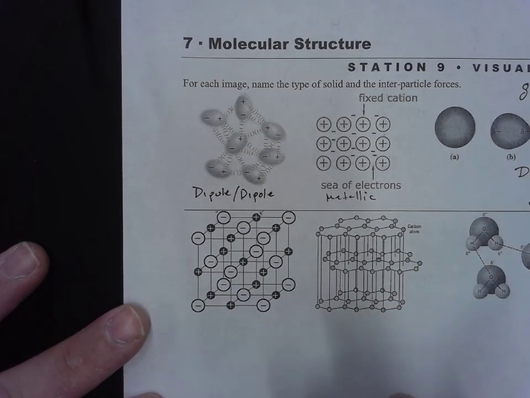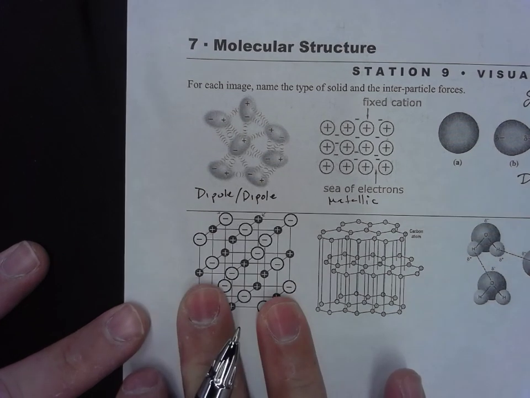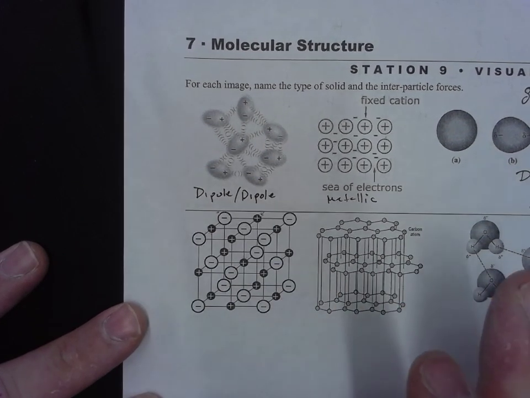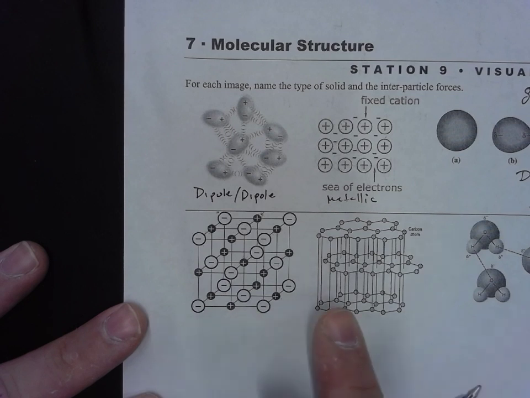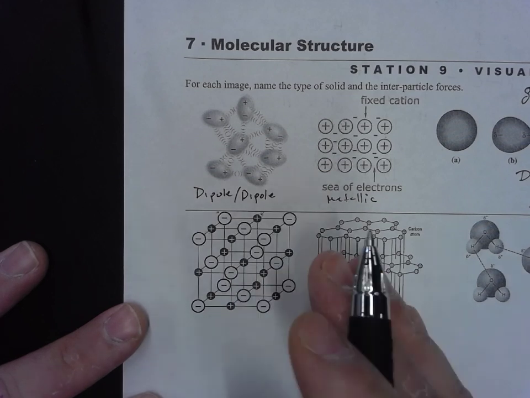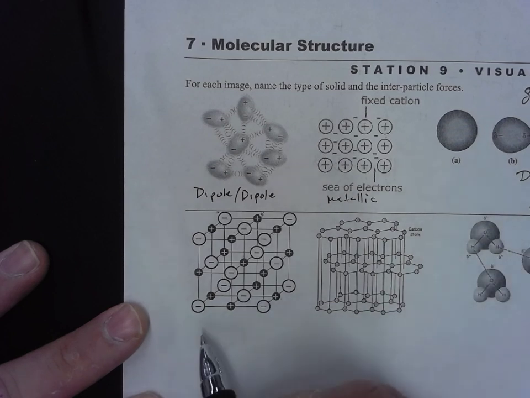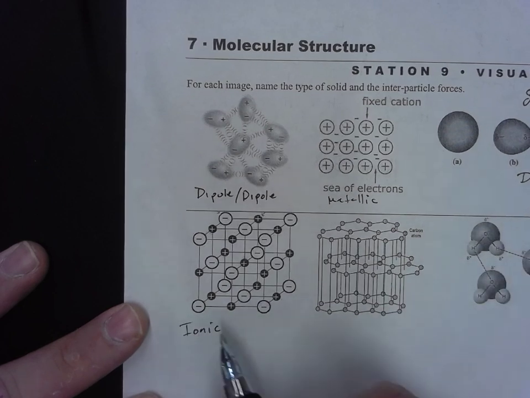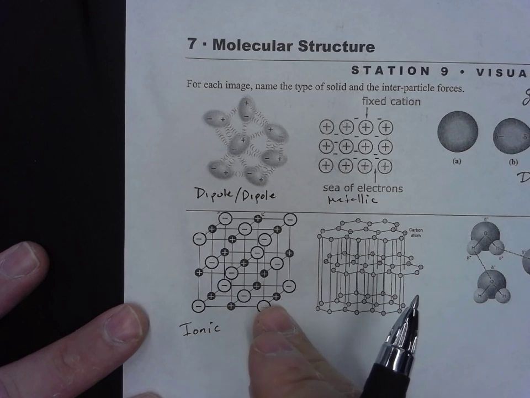Why? Because there are charges. Look at the difference now. I know this looks very similar to that. I know it does. But it's different. The reason why is because there are charges here. Whenever you got a repeating positive, negative, positive, negative in a lattice, that's called ionic. That's a salt. That's what all salts look like.